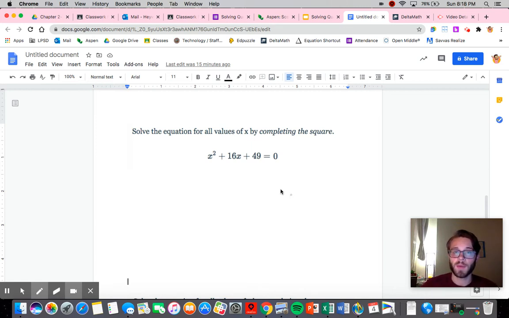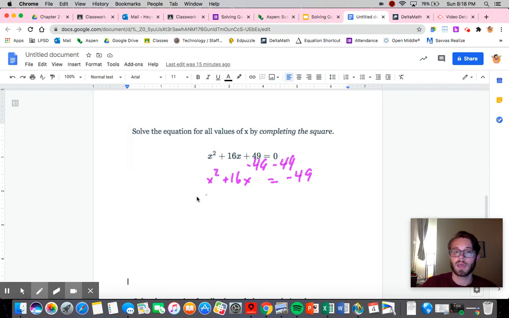The first step in a situation like this is to move the c over to the other side, and I'm going to end up with a negative 49. So I have x squared plus 16x equals negative 49. You'll notice I left a little bit of a space here, and the reason is that we're going to add something to both sides. The value that we add to both sides is b over 2 squared.